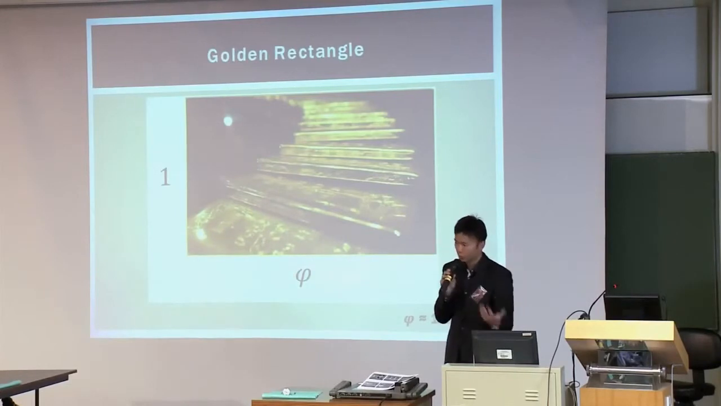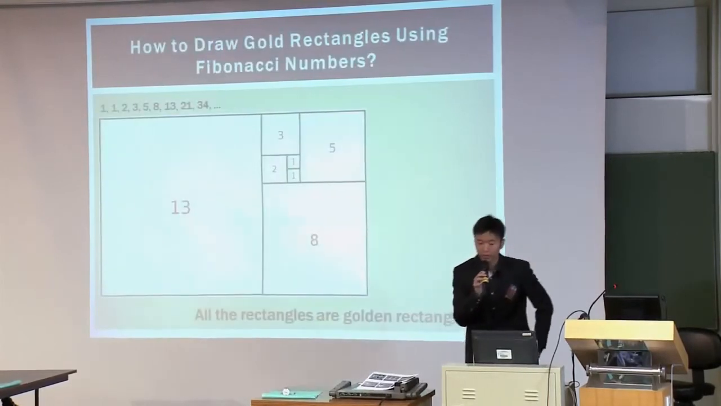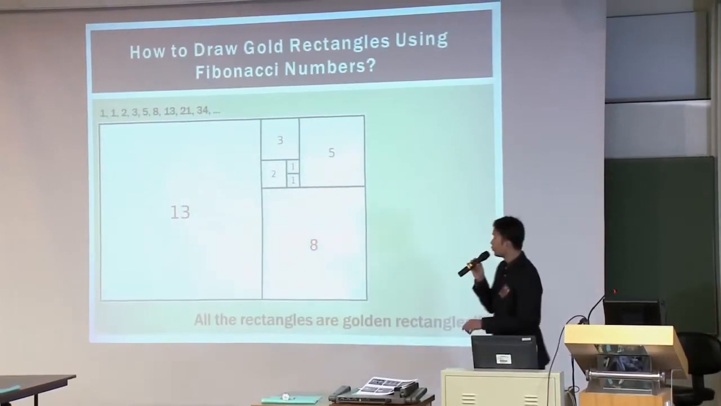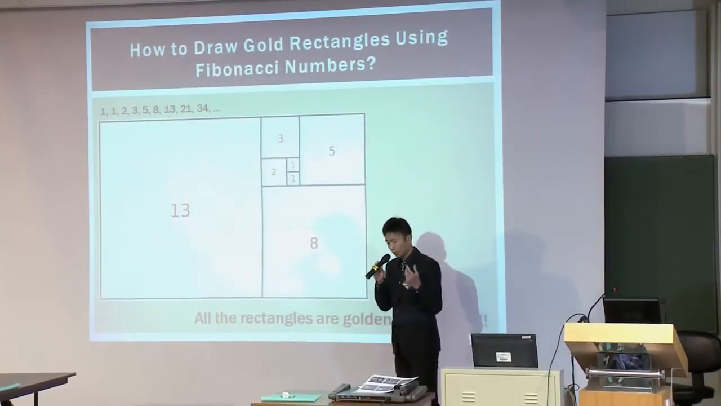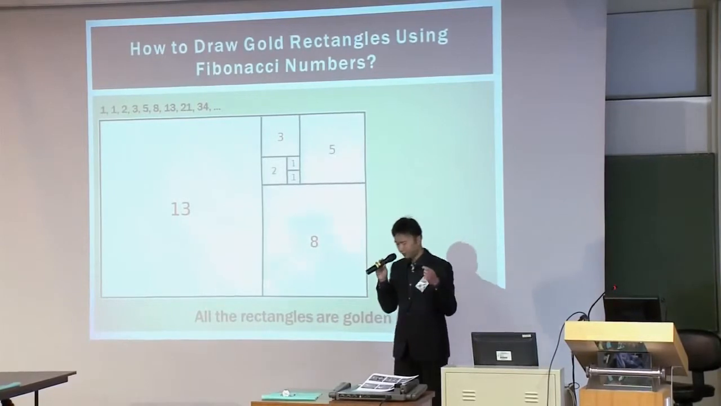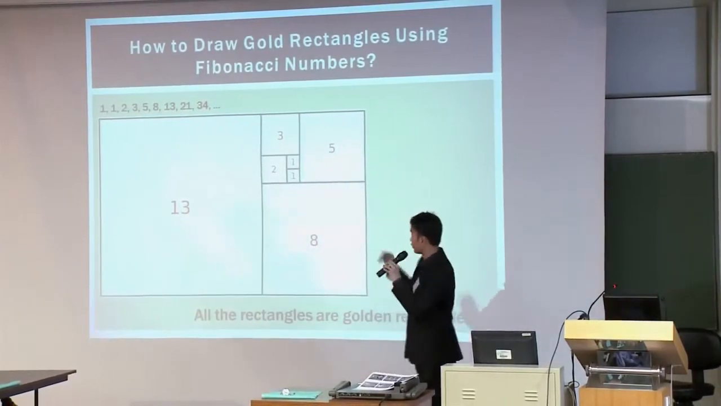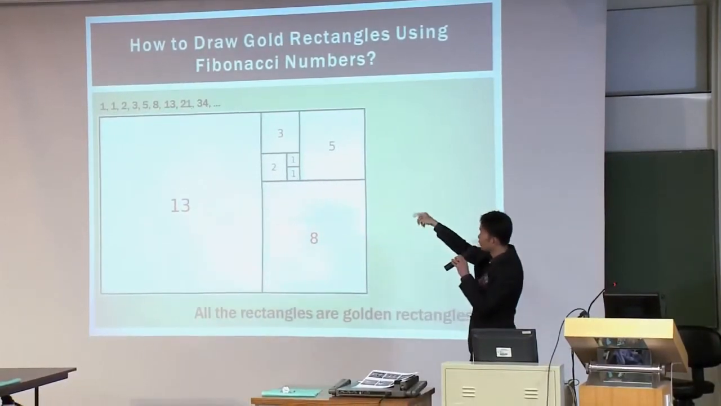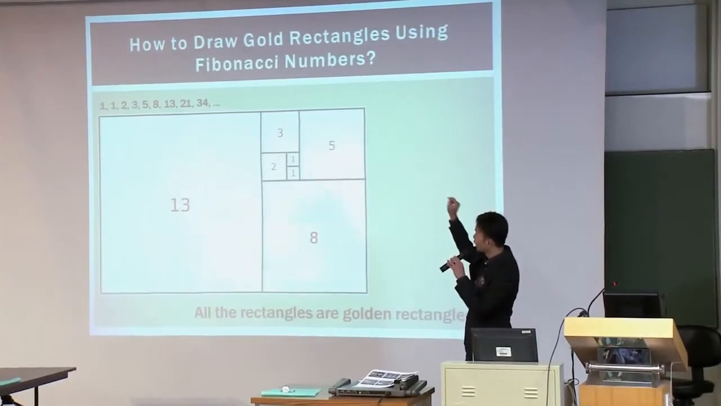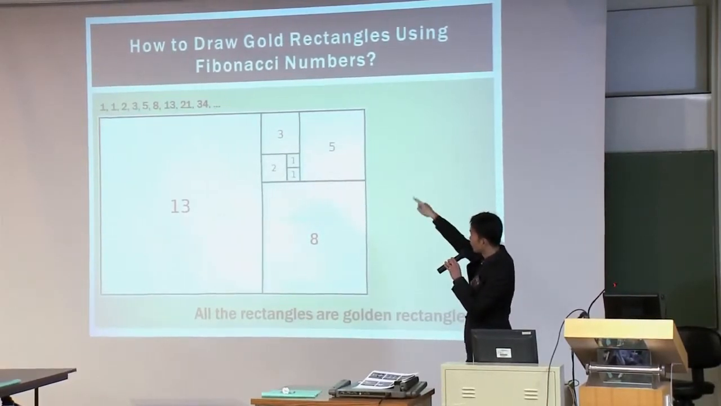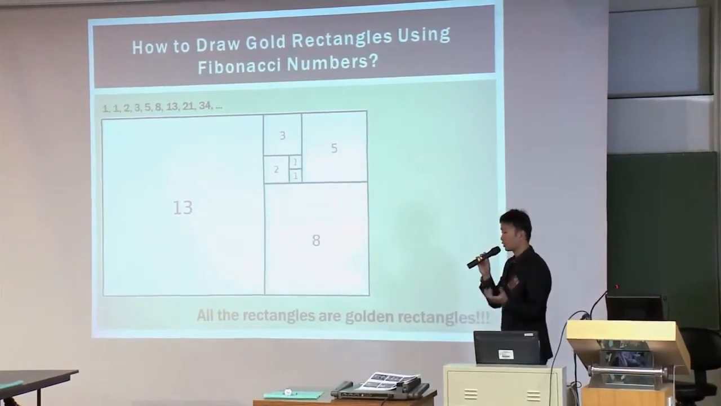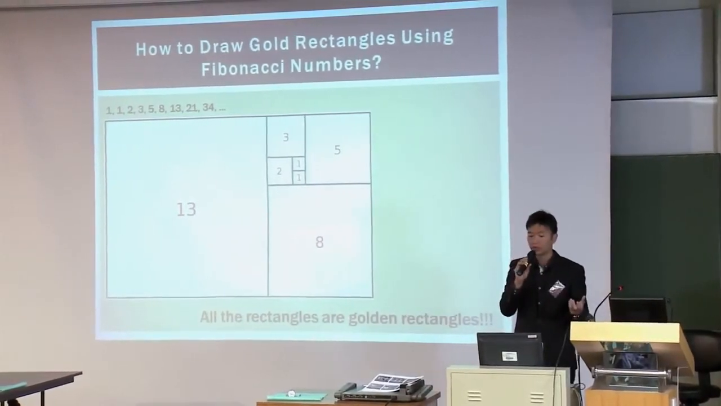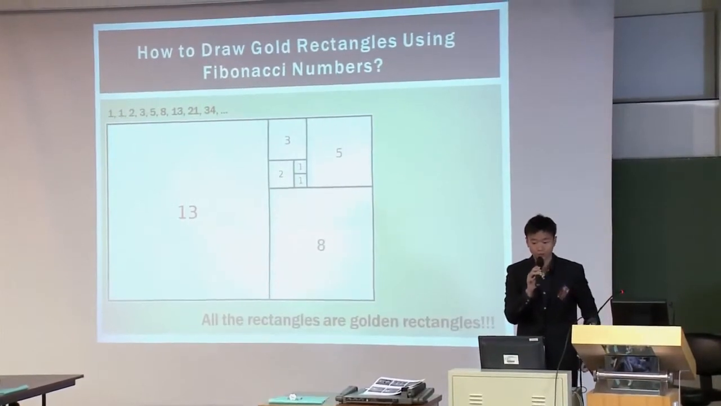Okay, so what can we do with the golden ratio? Basically, how can we draw it? You can start from a bunch of squares with the length of a Fibonacci number. So for example, you can start with 1 and 1, then the next number will be 2, and then you keep drawing a bunch of squares. Then for every square you combine, you're making a rectangle. All these rectangles that you're seeing right here, they're all golden rectangles.